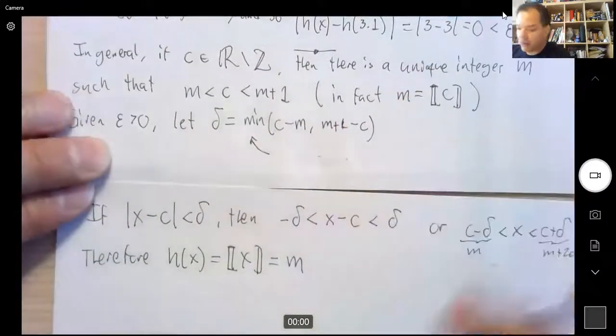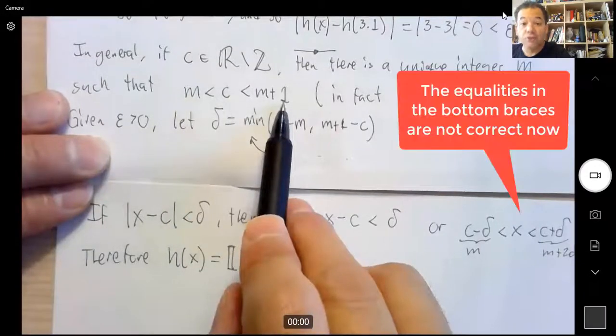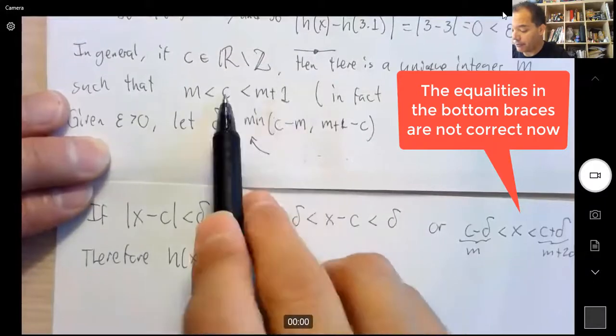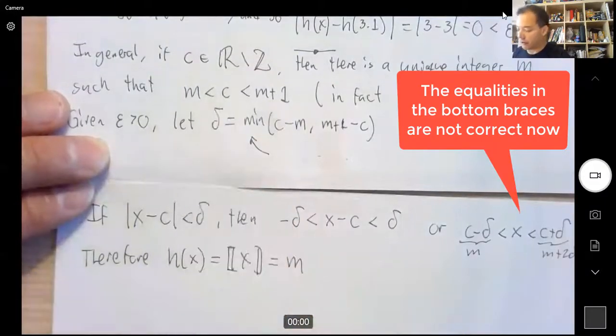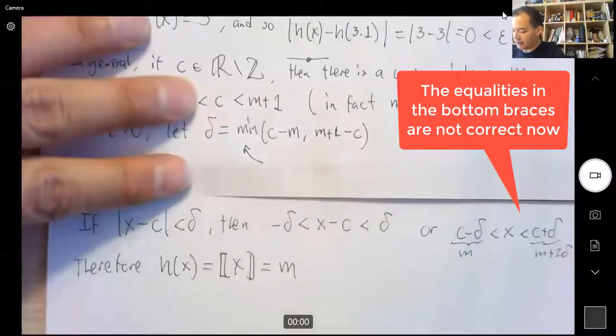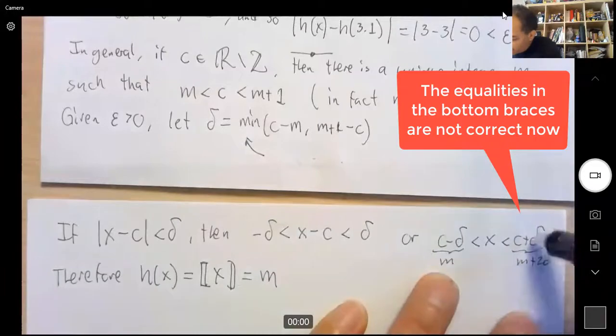You see what we're doing here? So c is between m and m plus 1. So we're choosing the smallest distance from c to m or from m plus 1 to c. And that's going to make it work, right? So the idea is similar. So now we just need to make sure that these inequalities are correct.